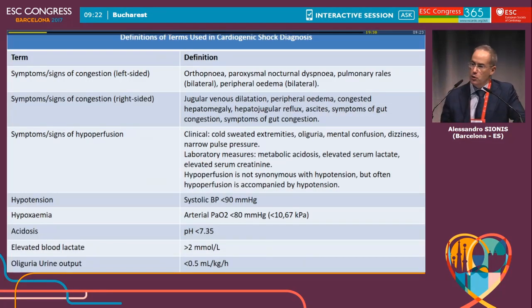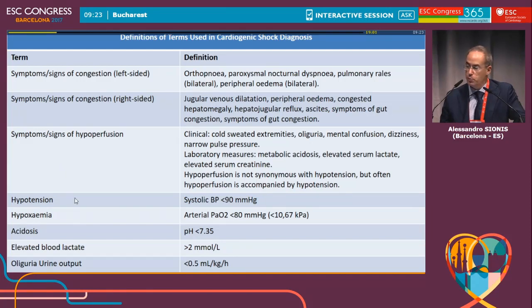And this is the table I was referring to before. The guidelines try to help us, giving us some symptoms and signs of congestion, both left-sided congestion and right-sided congestion. And they also try to give us a hand regarding the assessment of symptoms and signs of hypoperfusion. And you can see there on the right side, we will be looking for cold, sweated extremities, oliguria, mental confusion, dizziness, narrow pulse pressure, etc., etc.